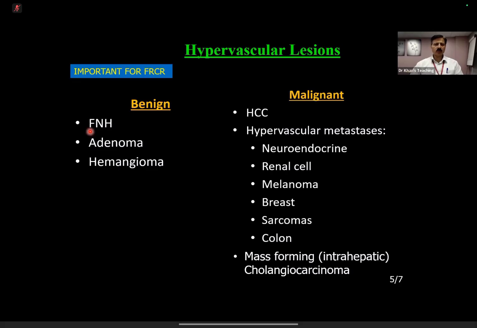We don't even advise follow-ups for these. We just sit on them. We are very happy. Now, with latest imaging, we are close to 100% in diagnosis of FNH, and nobody does biopsies. And this is what the examiner is going to. Even in the last exam, some of my students got FNH on MRI, by the way.